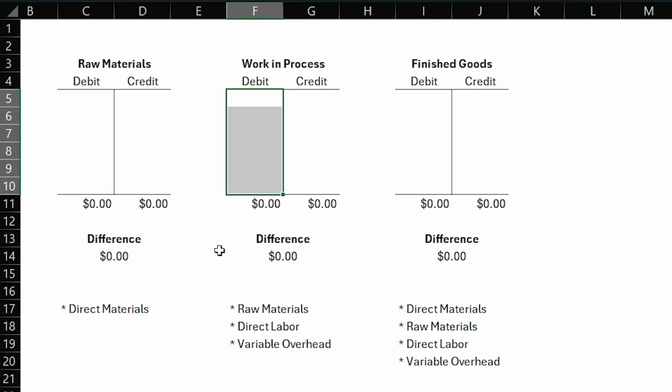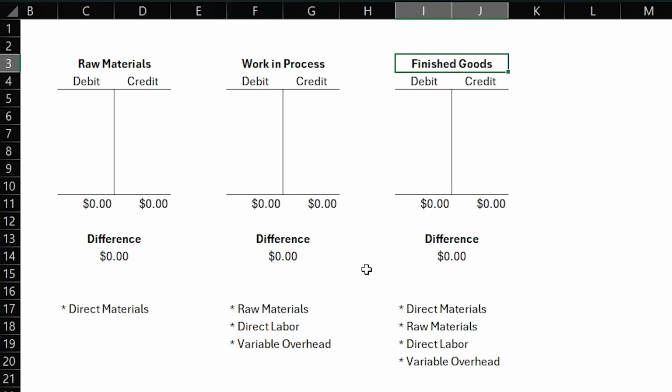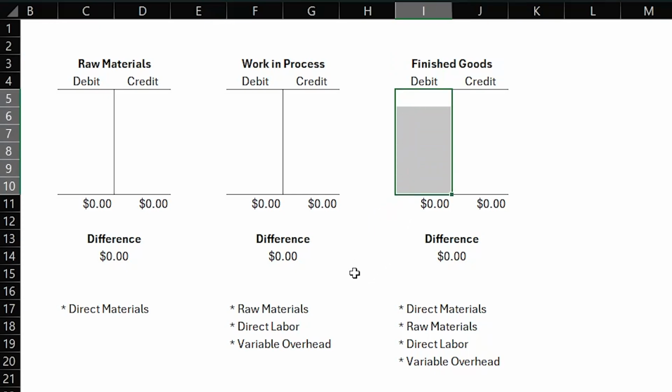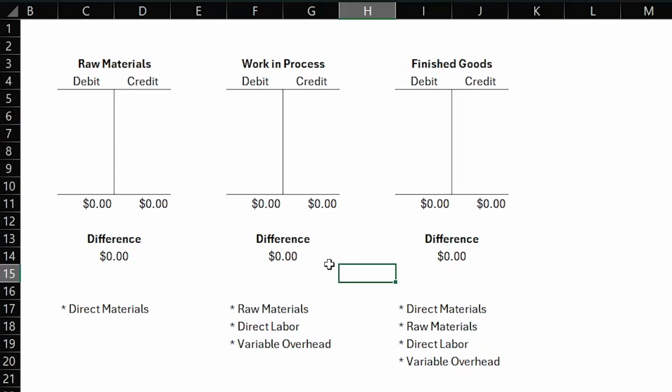Finally, we have our finished goods, which is where our inventory goes when it is boxed up and ready to be sold. This is the last destination for our inventory, and any additions go into the debit side. Inventory flows from the direct materials category to work in process to finished goods in a very simple way.